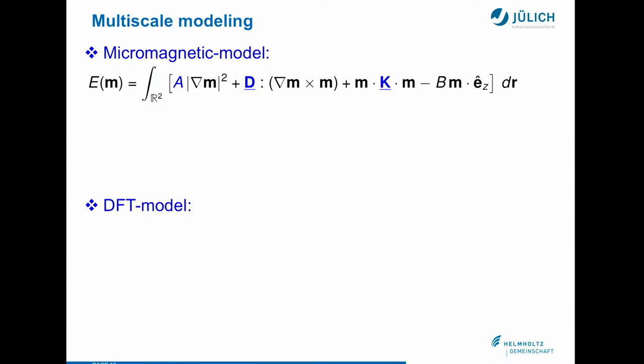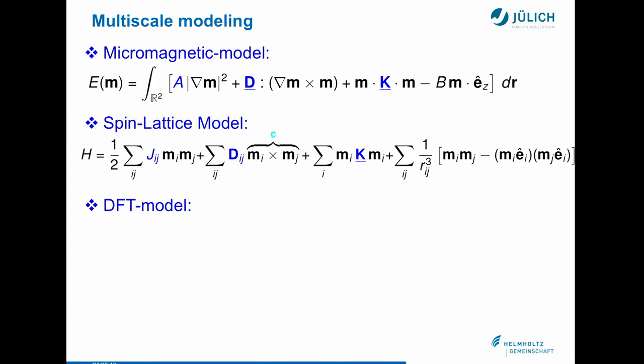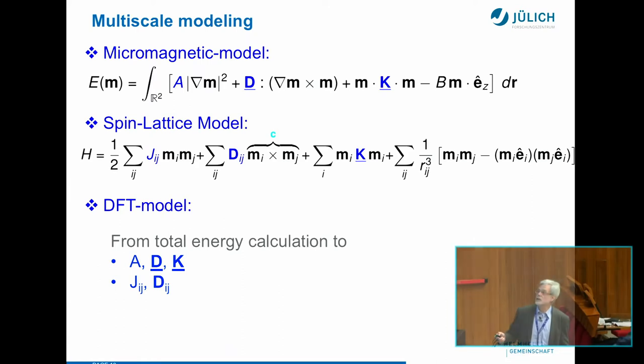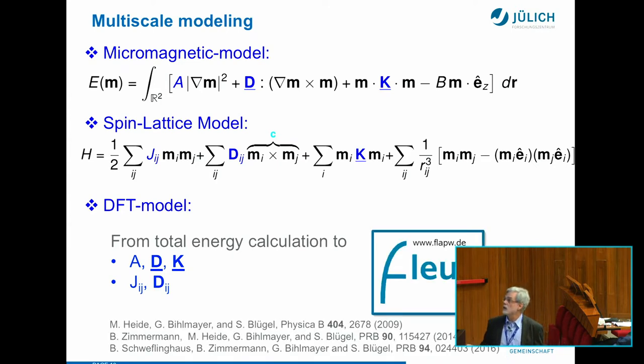Of course, we have our DFT model. And we have to relate our DFT model to this micromagnetic model, and it is very convenient to use a spin lattice model in between. So basically, we do multi-scale modeling. We go from DFT to a spin lattice model, and from the spin lattice model to the micromagnetic model. And our motivation is to get all these parameters entering here, the exchange, the spin stiffness, spiralization, the magnetic anisotropy, Heisenberg exchange interaction, the Dzyaloshinskii vectors, by total energy calculations, and we have implemented this in our FLEUR code.